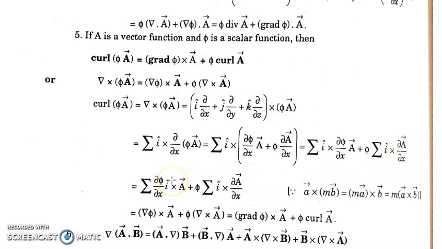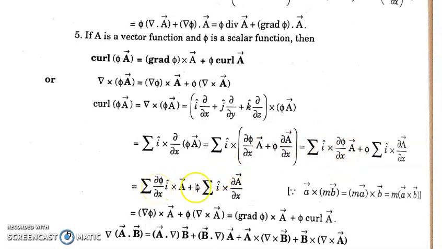By using this property, if you have A cross mB, that is same as mA cross B, which is same as m into A cross B. That is, when we find a determinant, if a value is common in any one row of the determinant, you can take it outside. So the same property. So here, using that property, you have I dou phi by dou x. So I can take it to the first component.